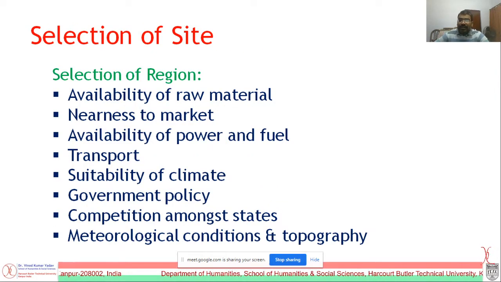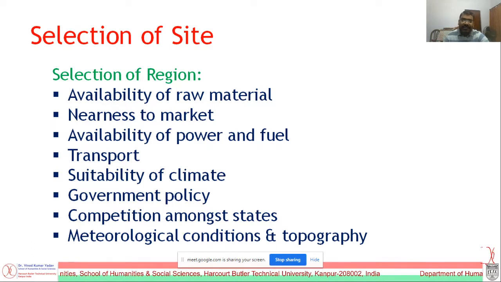Moving to your selection of site, or rather location. Instead of writing site, I should write location, because exact selection of site is there in the conditions.